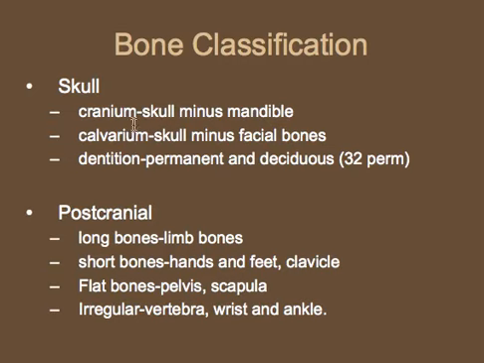Okay, so the skull, you have the cranium, right? So this is the top without the lower jaw, the mandible. The calvarium is the skull without the facial bones, and then of course we have 32 permanent teeth. The postcranial skeleton, long and limb bones, right? Short bones, right? The pelvis. We're going to talk about some of the things that you can do with bones, right?